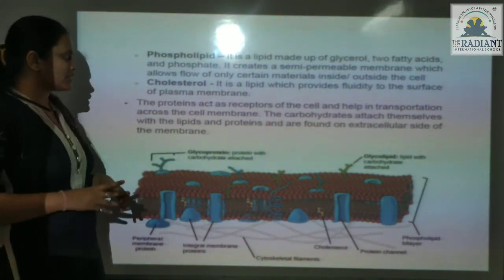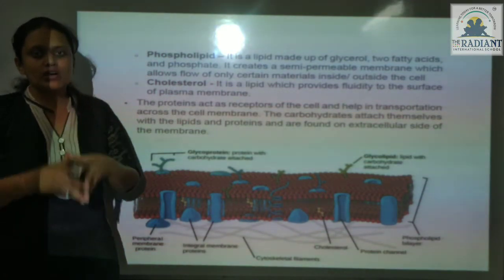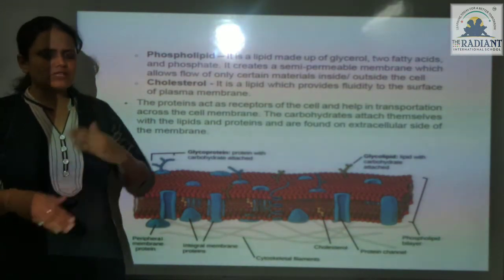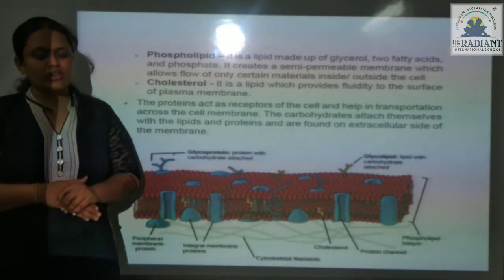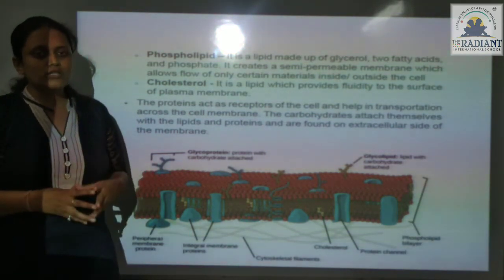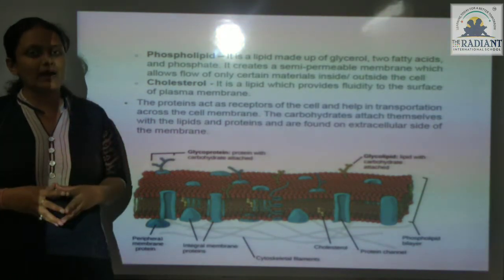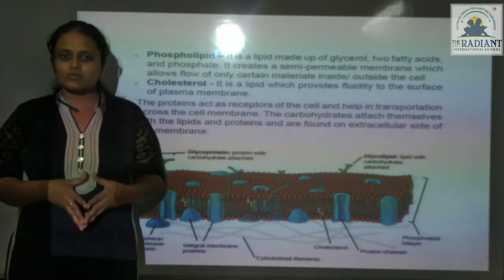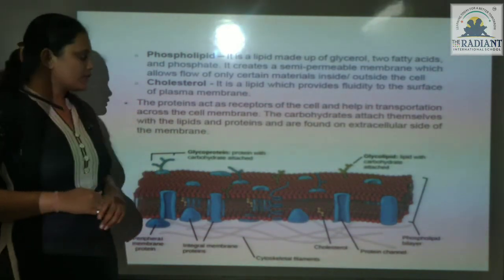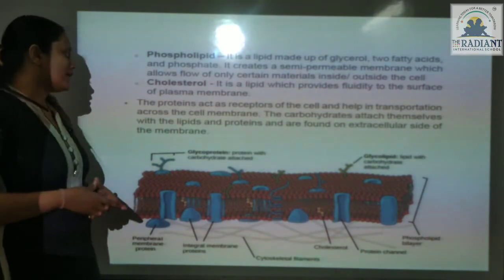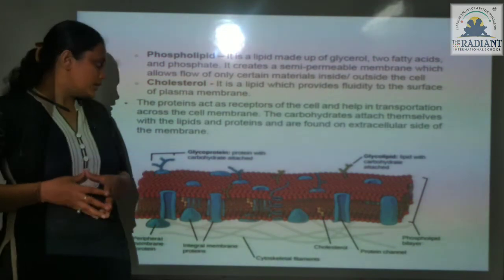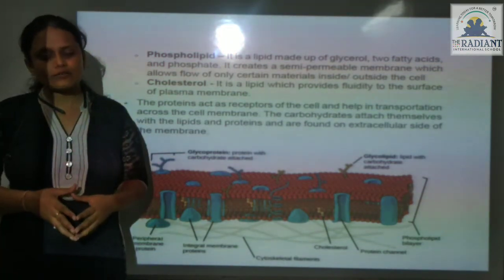So here we come to the end of the structure of the plasma membrane, that is, how your plasma membrane is made up. We will just have a quick revision. It is made up of three things, that is lipid, carbohydrates and protein, and it also moves in a free fluid pattern. Then we have two types of lipids in the plasma membrane, that is phospholipid and cholesterol. Then we have protein which is acting as a receptor, and then we have carbohydrates which are attached to the proteins and the lipids at the same time on the extracellular side of the plasma membrane.